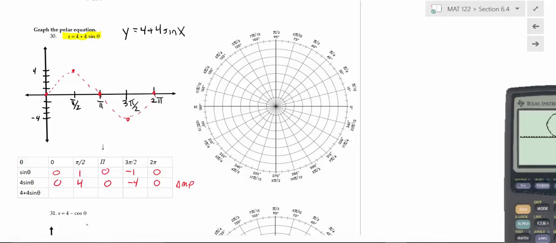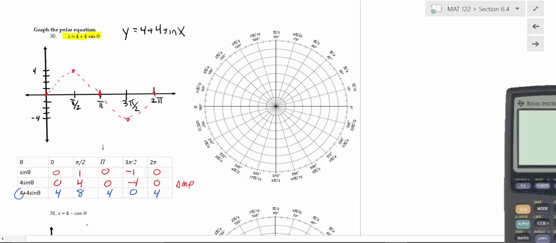Okay, now what we do is we just move it up 4. So the next stage and our final stage is we're just going to add 4 to this row. So 0 plus 4 is 4. 4 plus 4 is 8. 0 plus 4 is 4. Negative 4 plus 4 is 0. 0 plus 4 is 4. So I've moved all those y values up 4, and we're going to go ahead and do that to get this graph.